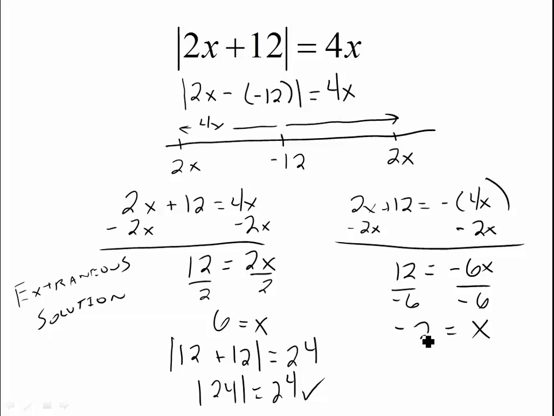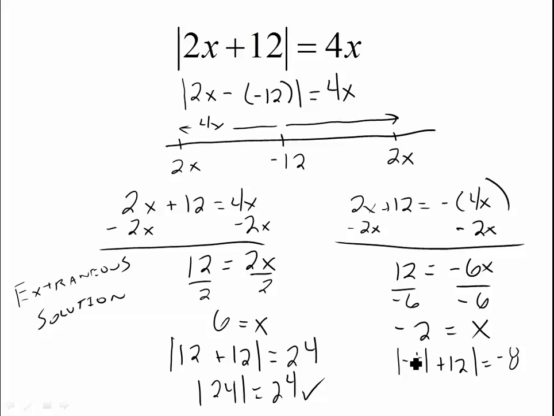Negative 2 times 2 is negative 4. So the absolute value of negative 4 plus 12 equals 4 times negative 2, which is negative 8. Some of you may see the problem right now. This is saying the distance between these two numbers is negative 8. And distance cannot be negative.